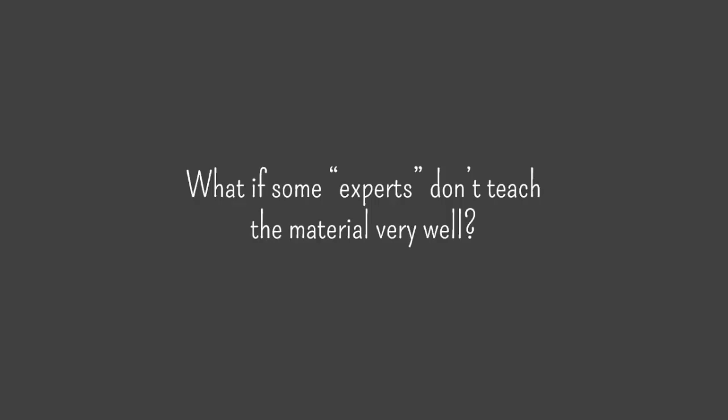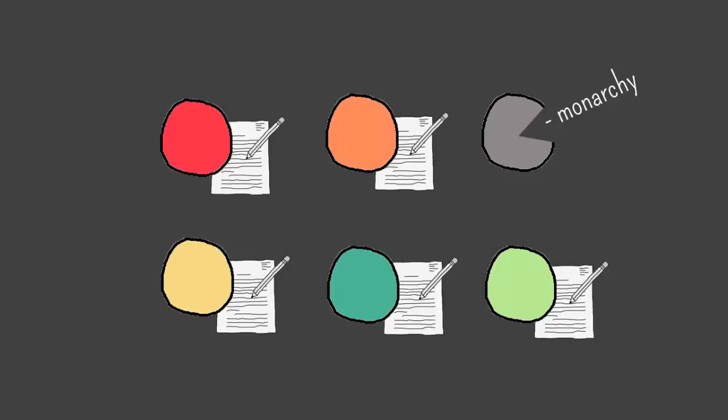chunk. Now, what if some experts don't teach the material very well? If this group is depending on this one student to teach them about monarchies and he's not the strongest student, that group is kind of out of luck. You can anticipate this problem when creating your groups. One thing you can do, if you have an uneven number of students, is to pair up two students on the same chunk who might be stronger together than they would be on their own.